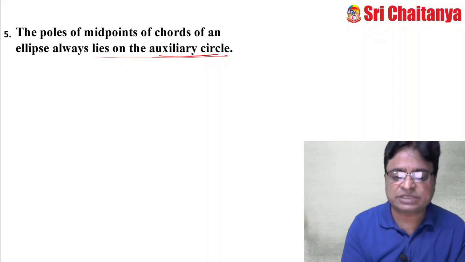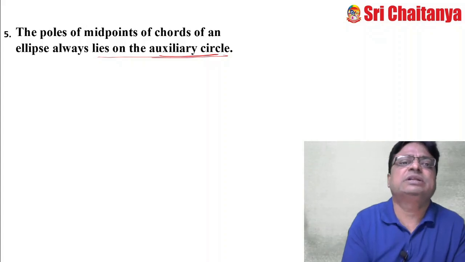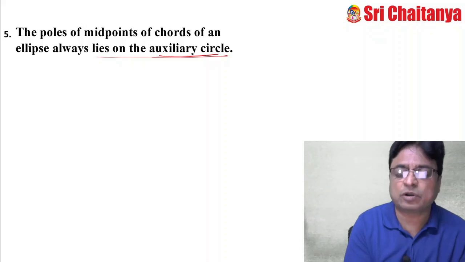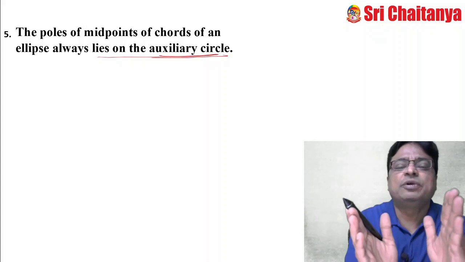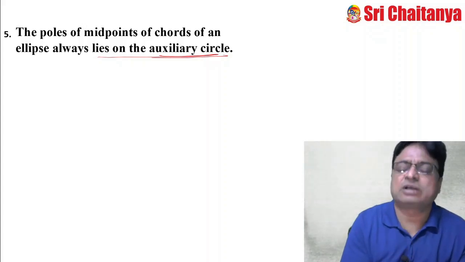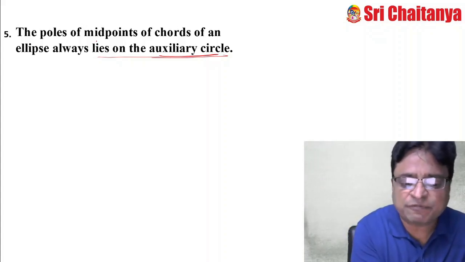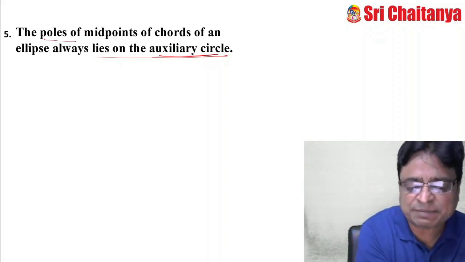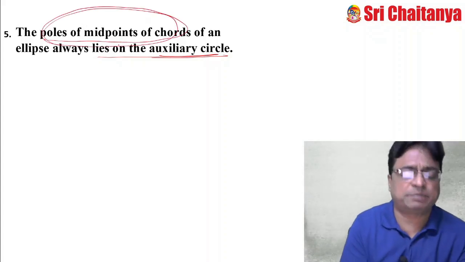What is the equation of the auxiliary circle? The circle whose diameter is the major axis is nothing but the auxiliary circle. That is the simplest definition. Or the locus of the feet of the perpendiculars drawn from the foci on to any tangent to the ellipse is nothing but the auxiliary circle of the ellipse. So here the question is the poles of midpoints of the chords. The entire problem lies in this particular sentence only.